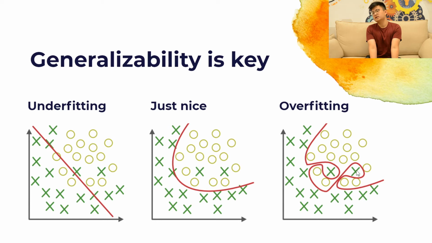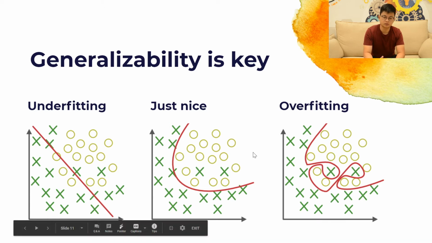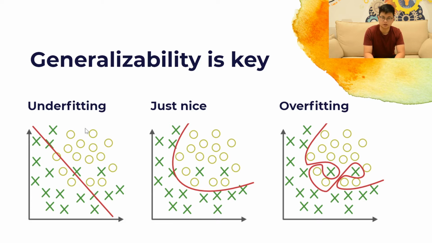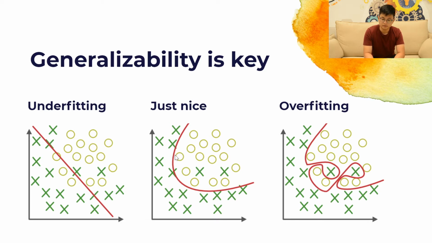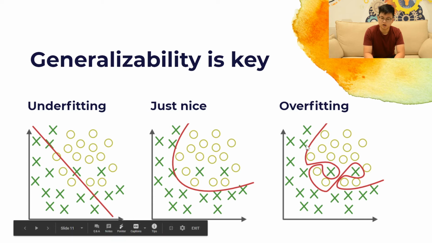So generalizability is key. Here are three cases of the outcome of your machine learning algorithm. First is underfitting, where you can't really approximate a complex relationship in your data. This is overfitting, where you're over-approximating, so you're learning too much from your data. And this is just nice, right? This is a perfect balance between underfitting and overfitting, or bias and variance in more formal terms.